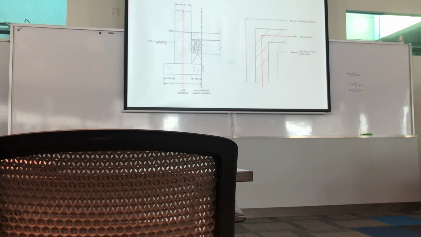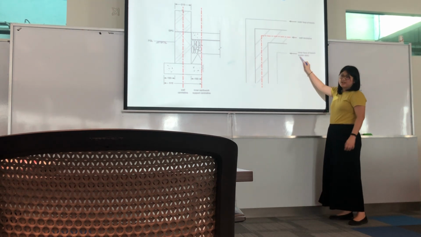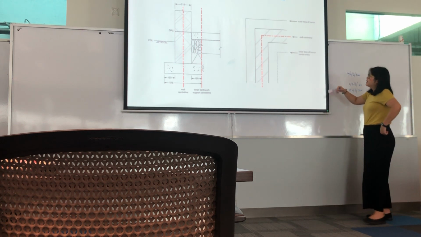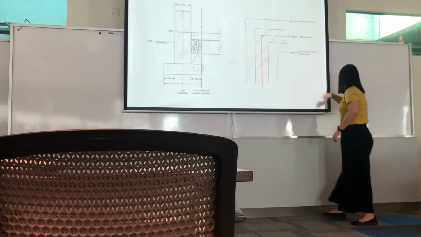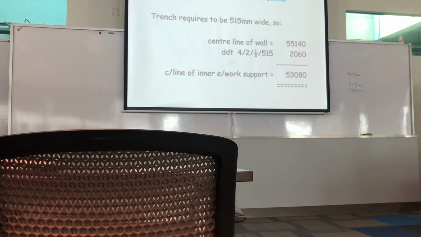Okay. So you have outer face of the trench and inner face of the trench. Get the term right so that when I teach you, you can follow me. So this internal line, internal face, right? So how do you do the adjustment? So now, trench required to be 515 mm wide.